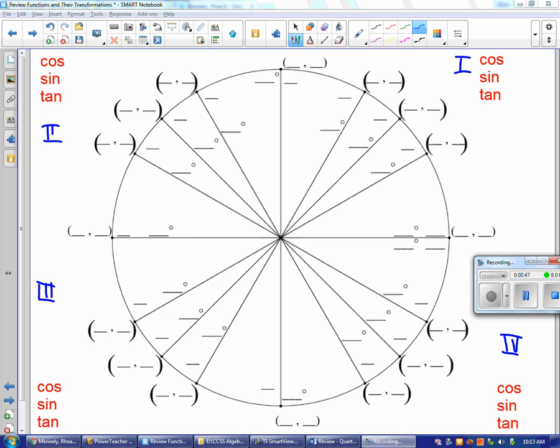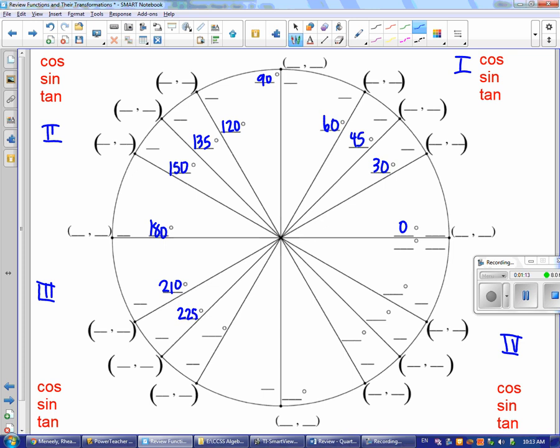I'm going to start with the degrees. So all of your angle measures in degrees, there's a pattern. We're going to start at 0, and then we're going to add 30, and then 15, and then 15, and then 30, and then 30, and then 15, and then 15, and then 30, and then 30 again, and then 15, and then 15, and then 30. So it goes 30, 15, 15, 30.